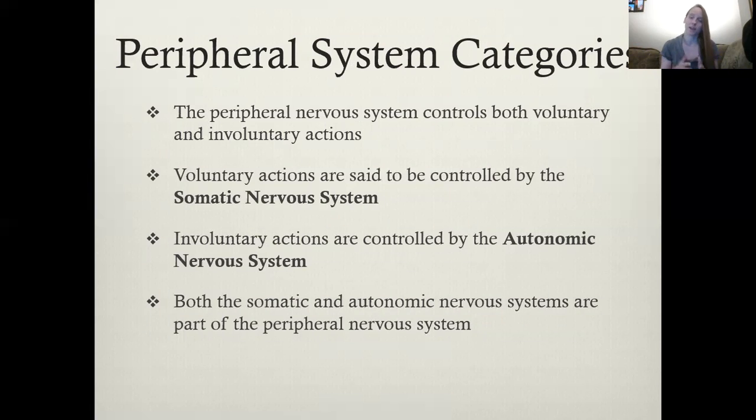You can also break down the peripheral nervous system into the voluntary and involuntary sections. The voluntary actions are controlled by the somatic nervous system. Involuntary actions are controlled by the autonomic nervous system, but both of them are part of the peripheral nervous system.